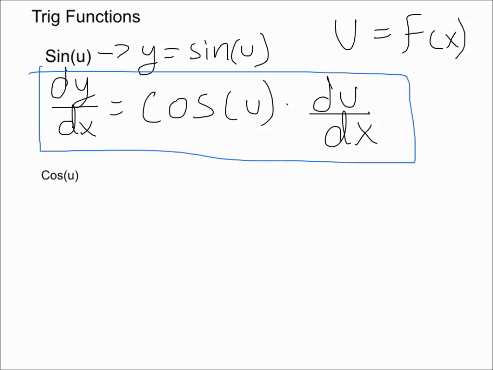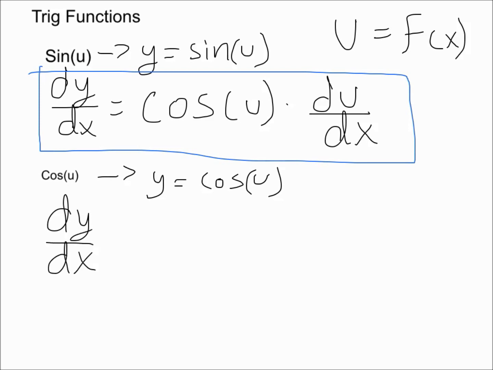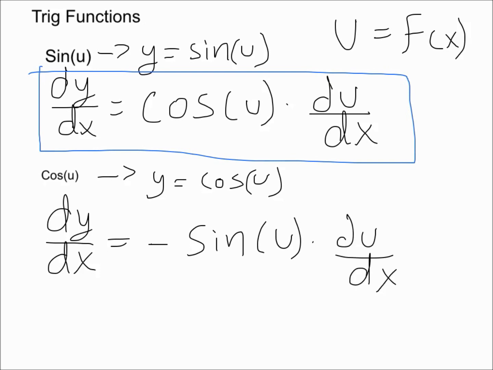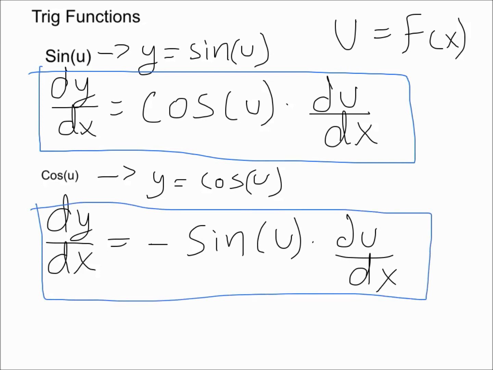Now for the other function, let's say we have y equals cosine u. dy/dx would be negative sine of u times du/dx. And that's the equation. Most people forget about this negative, so be careful with that.